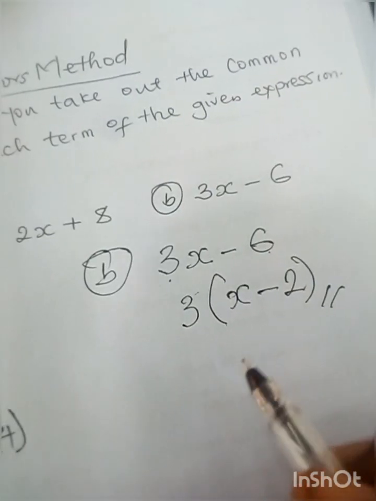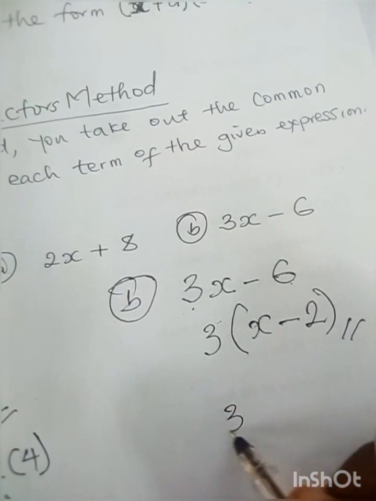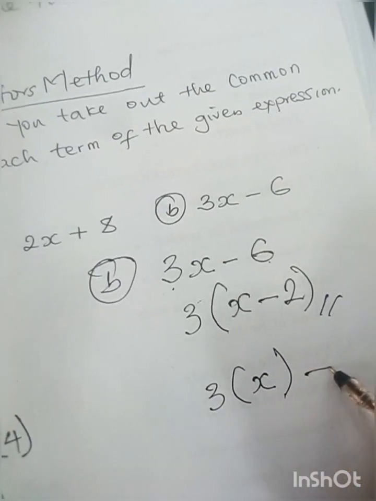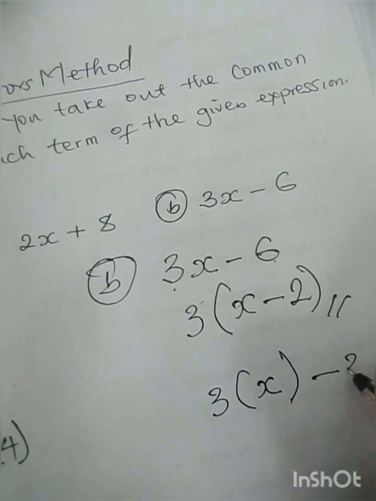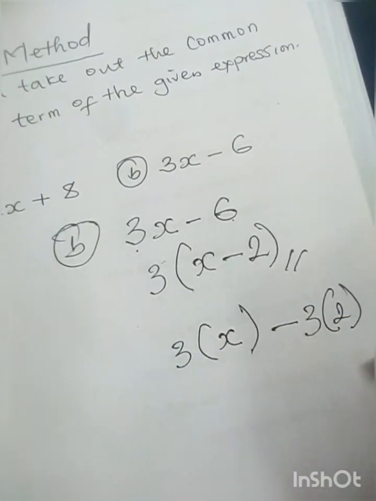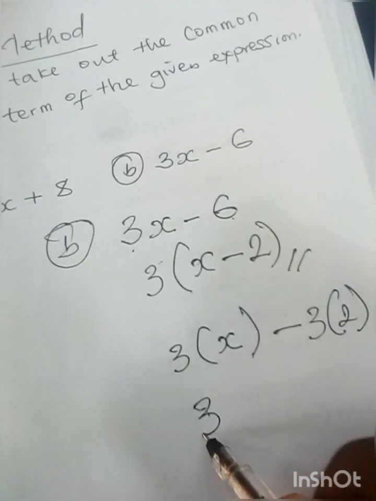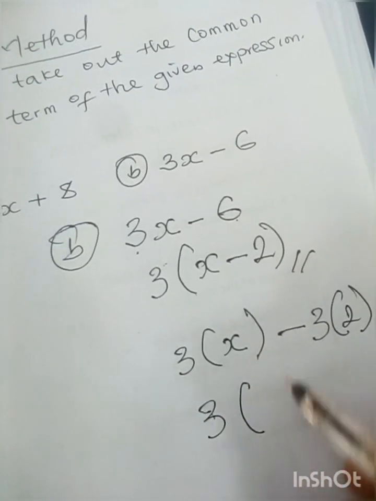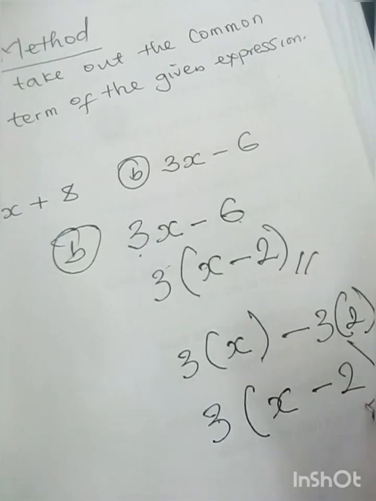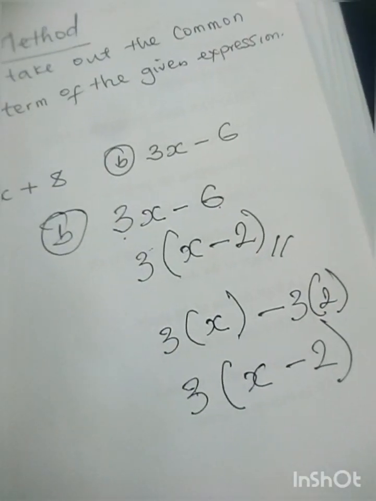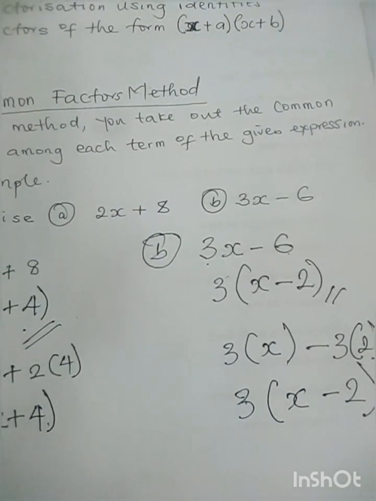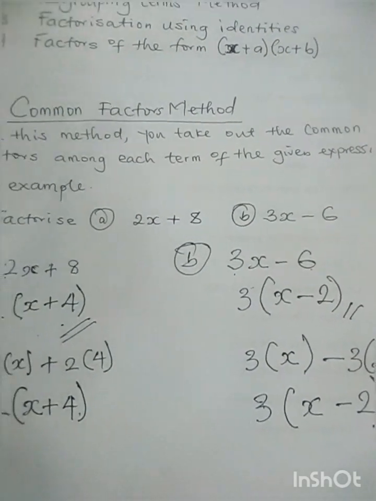Let's see it again. Let me just break it down. We have here 3 into x minus, now 3 into 6 is what? 2. So if you bring it out, what's common now? We have here 3 into, bring out the x minus here 2. So that is it. You get that? So I believe we get a brief of how the common factor method works.